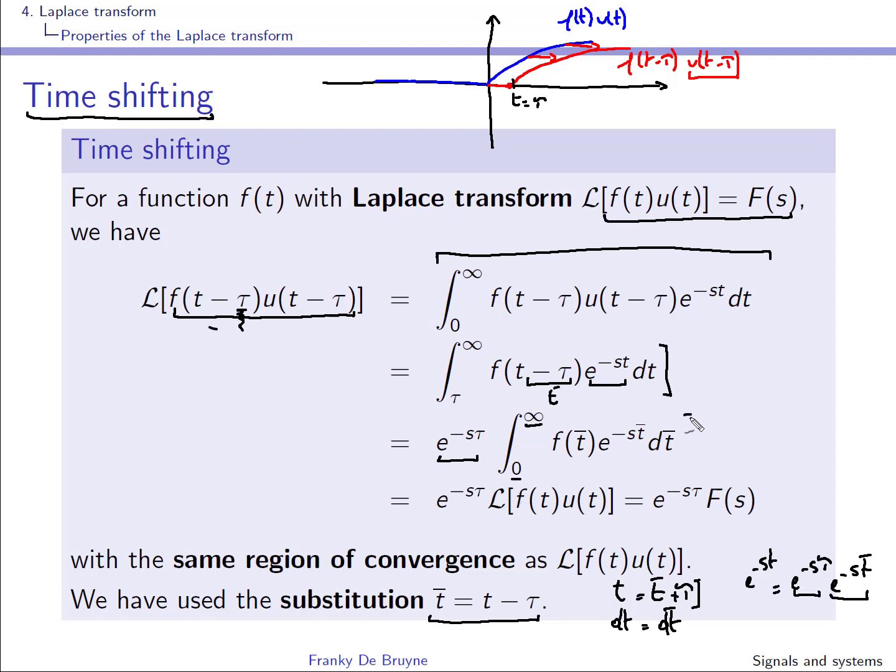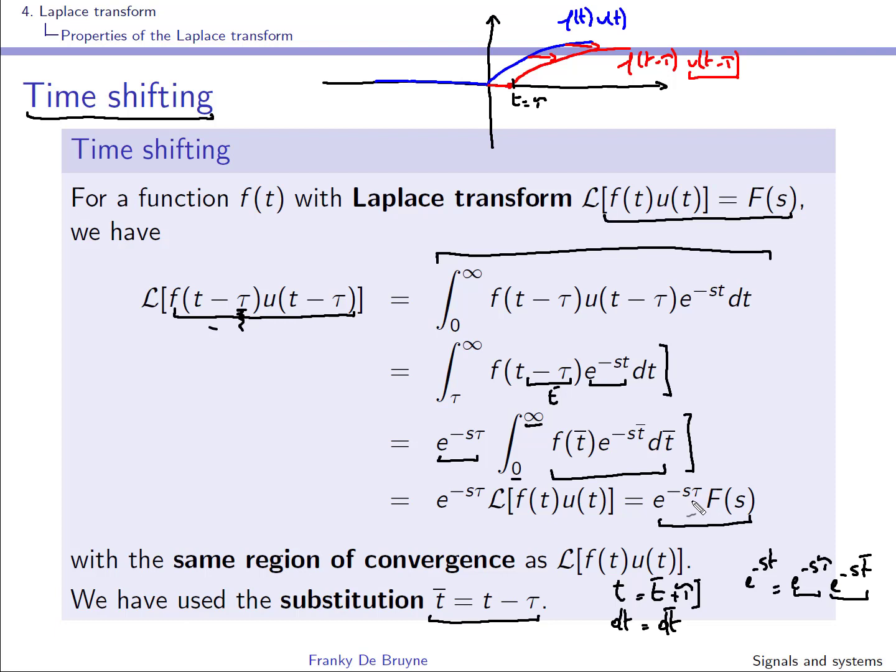So we have rewritten everything like this, but here you see that this is the Laplace transform of the signal f(t). So it's the Laplace transform of the original signal over here. So we see that the Laplace transform of the time-shifted signal is replaced by this quantity over here. So it's F(s) multiplied by the exponential e to the minus s tau.